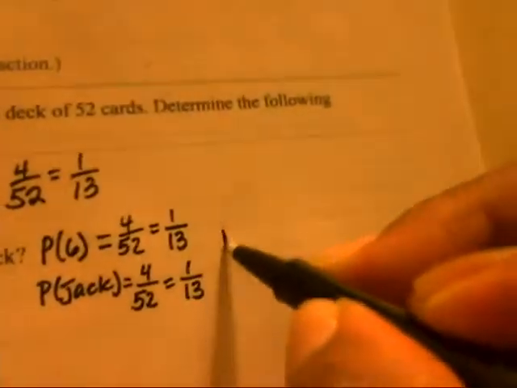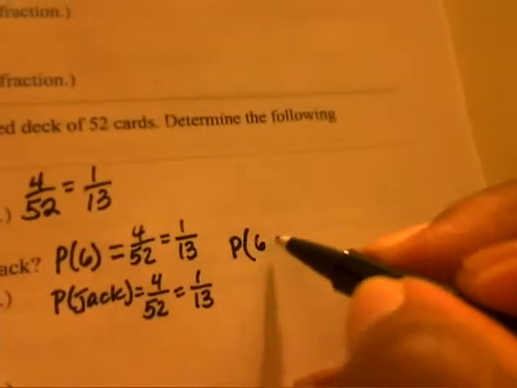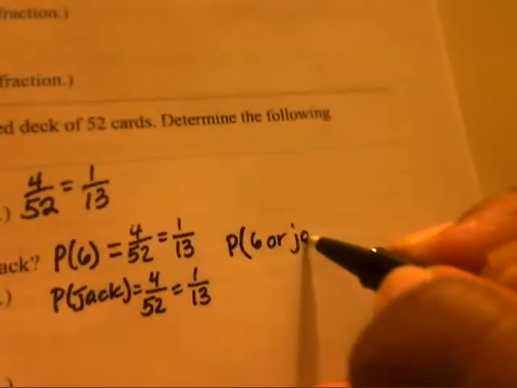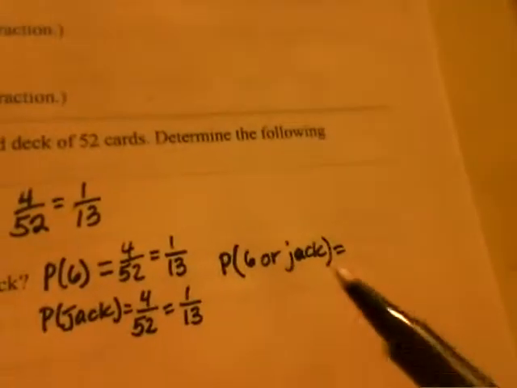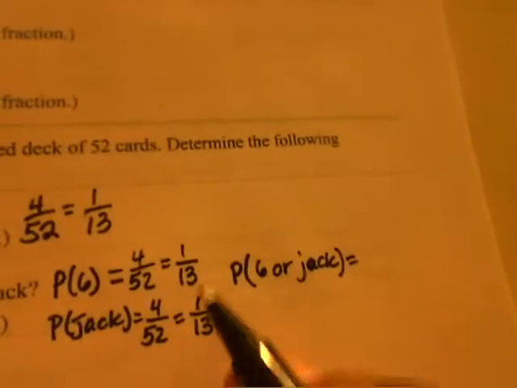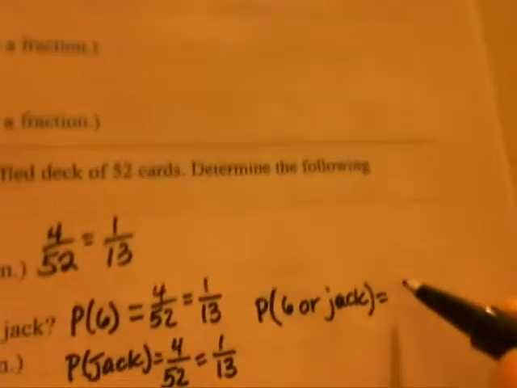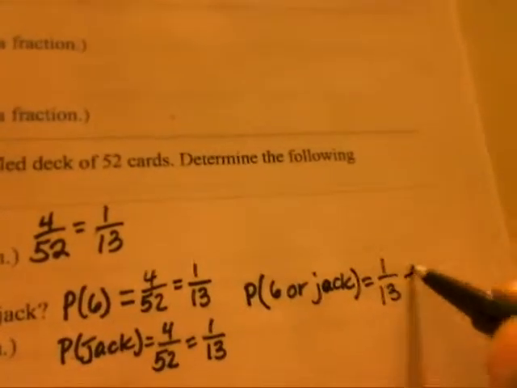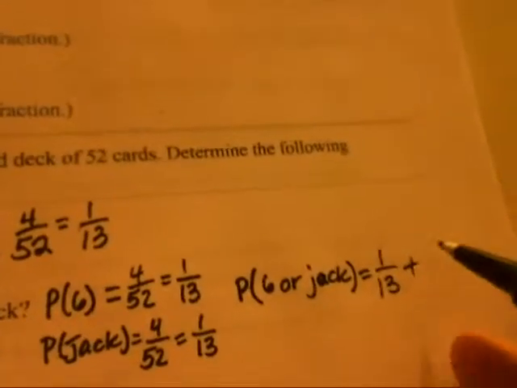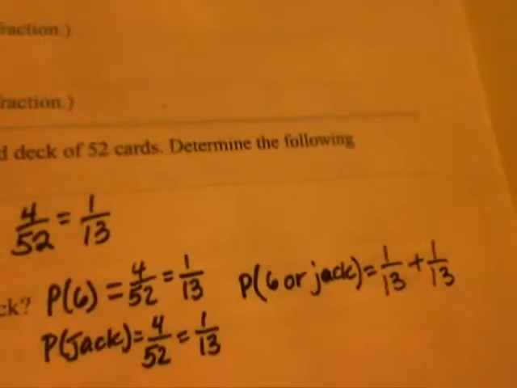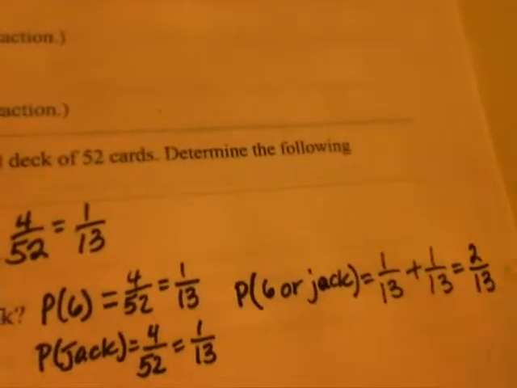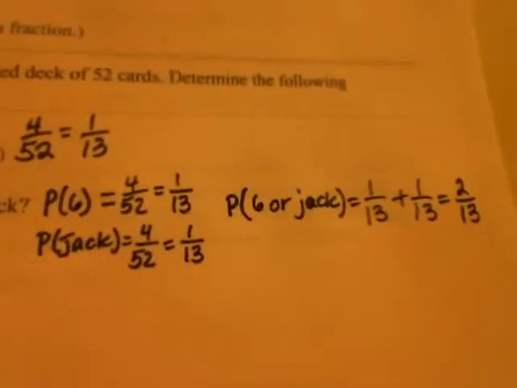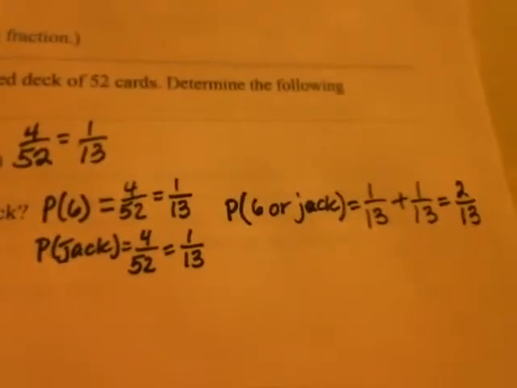So now, the probability of drawing a 6 or a jack will simply just be adding the two probabilities together. The probability of drawing a 6 will be 1 out of 13, plus the probability of drawing a jack is also 1 out of 13. Well, if you add 1/13 to 1/13, you're going to get 2 over 13. That represents the probability of drawing a 6 or a jack.